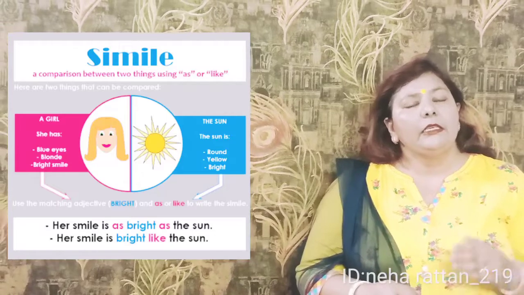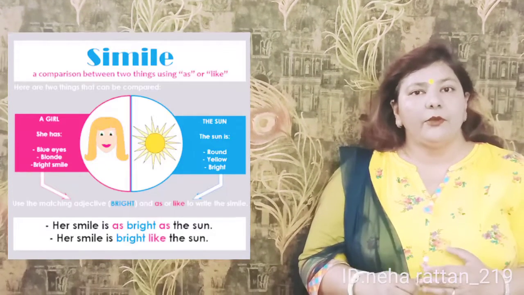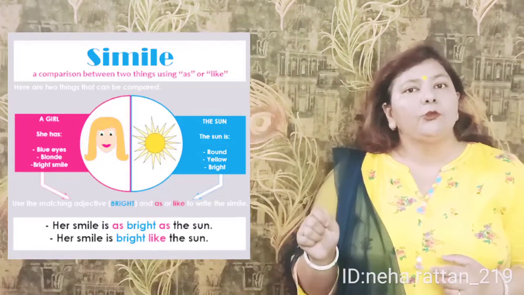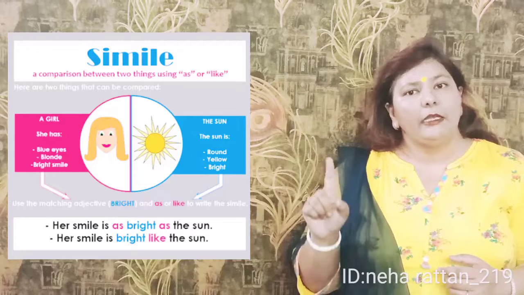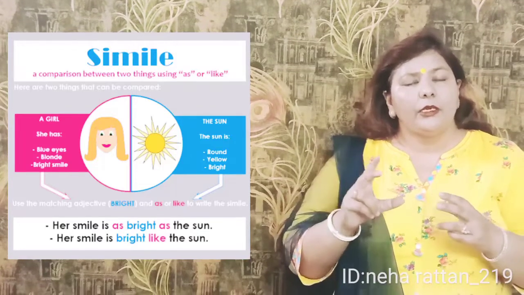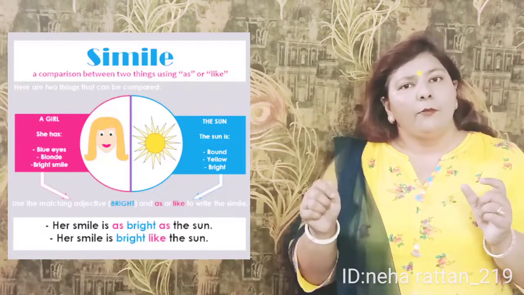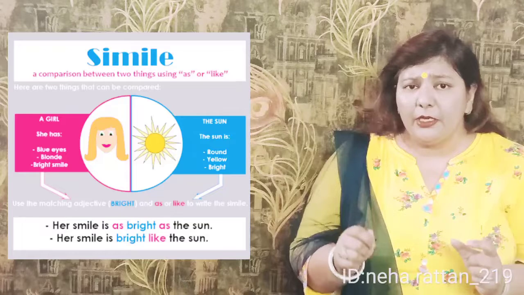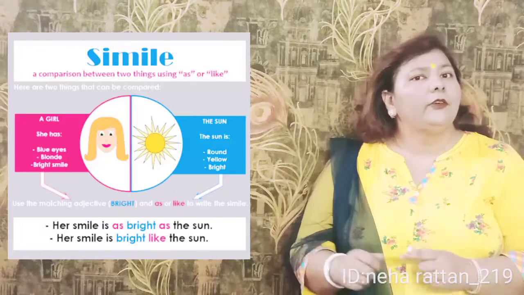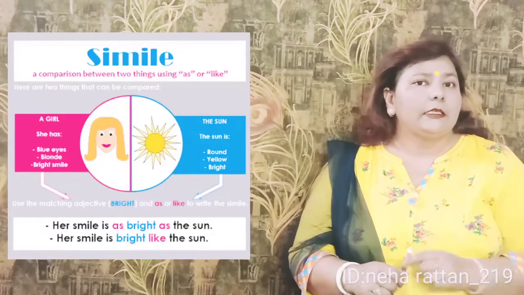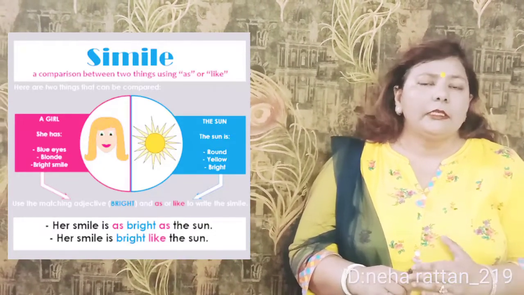So basically, it is an explicit comparison recognized by the use of two words, like or as. So we have to understand that wherever a comparison has been made between two things using like and as, it is simile.